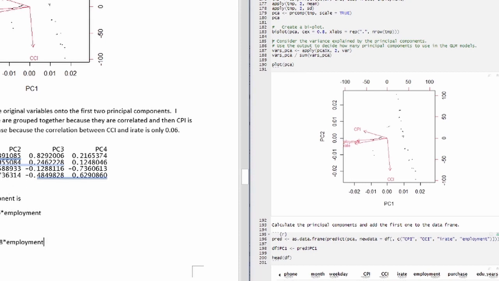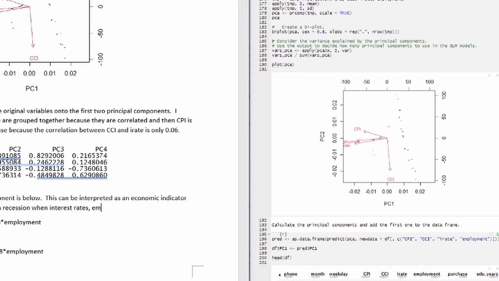And you could interpret this first one as an economic index, where it increases as the CPI, the consumer price index, or the interest rate, or the employment decreases. This can be interpreted as an economic indicator, which is high when the economy is in a recession, when interest rates, employment, and prices are lower, and low when the economy is growing. And the recipe for the second is below.